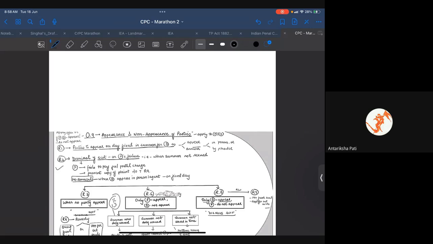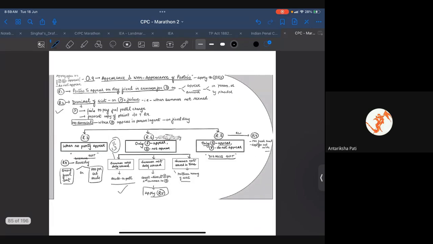Okay. Now when no party appears, that means both parties do not appear, then what will be done? The suit will be dismissed. The remedy is that under Rule 4 you can bring a fresh suit or apply for setting aside. Now Rule 6: if the plaintiff only appears and the defendant does not appear, it has to be checked whether summons was duly served. If summons was duly served, then it is decided ex parte.